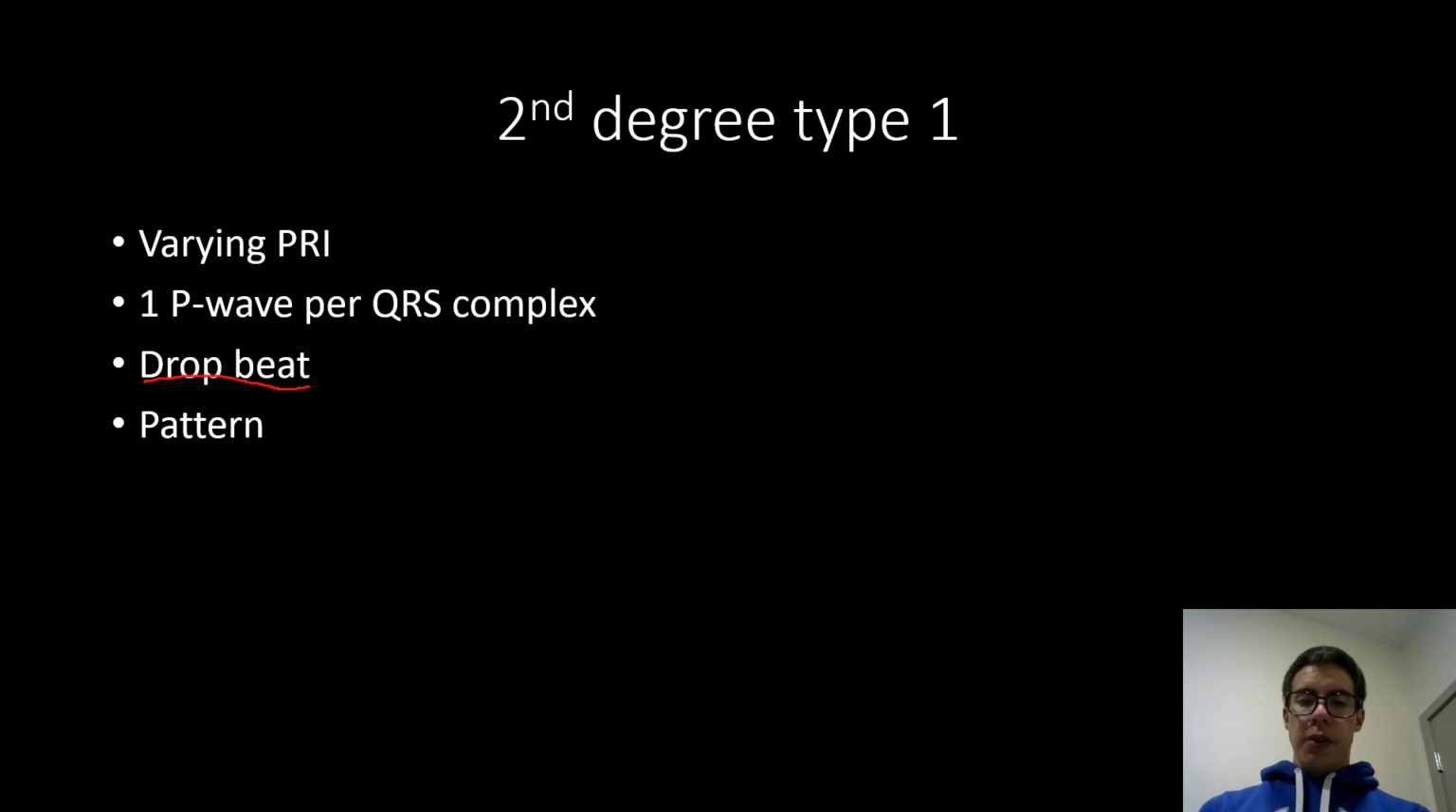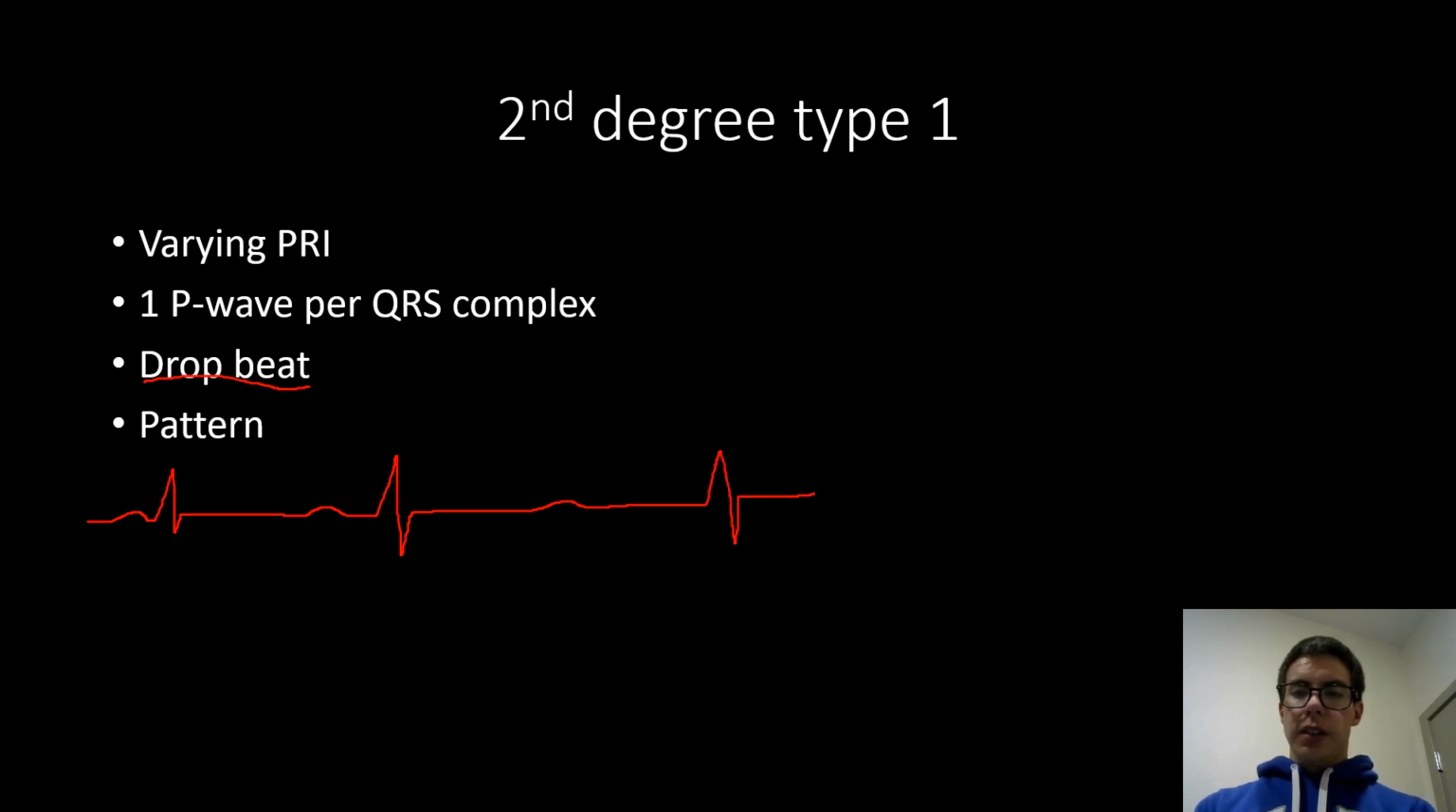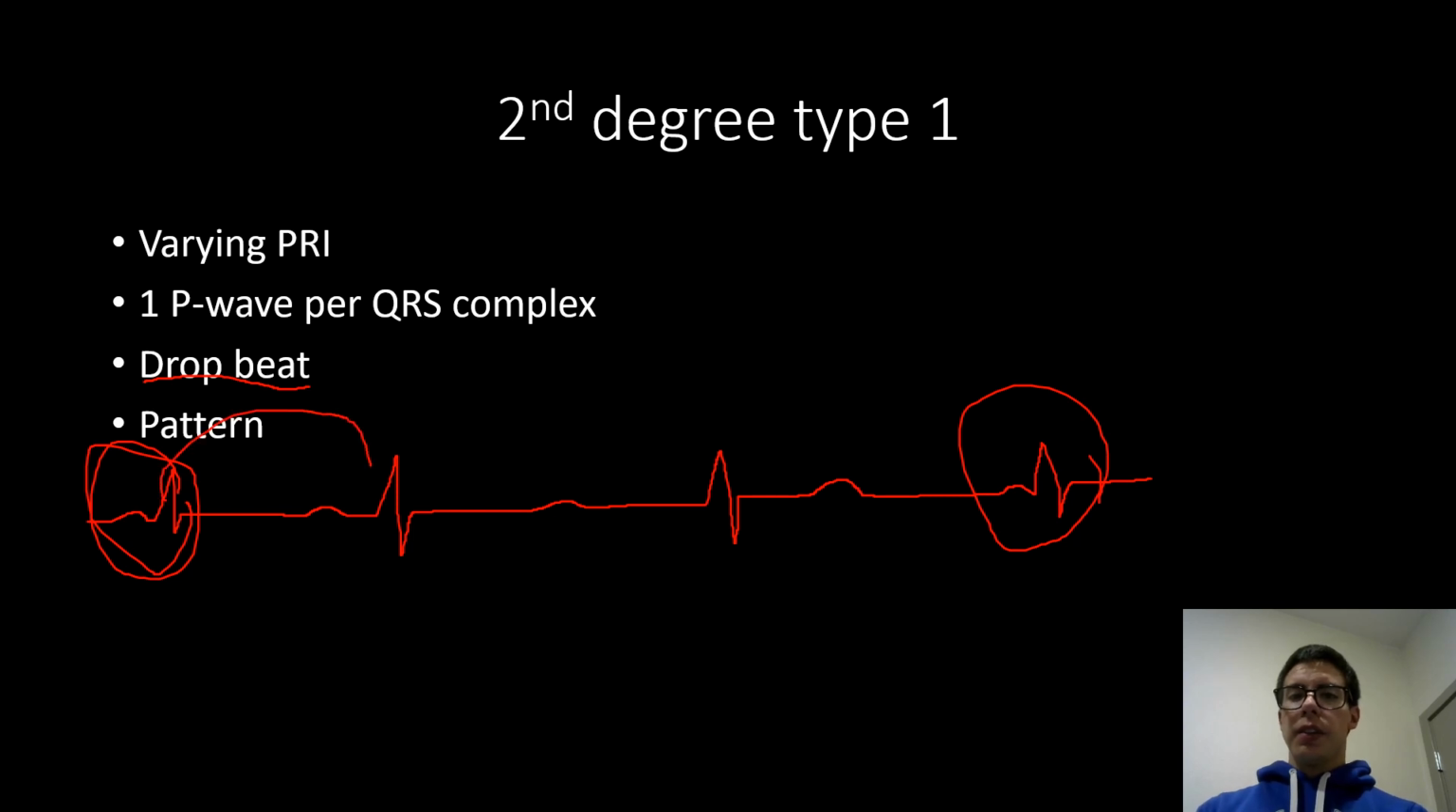So say there's three before the drop beat. I'll just draw it. Have something like that. Then it would be a little bit longer. And then there'd be an even longer one. And then eventually we'd have that and no QRS. And then the pattern would start over like that. So this one right here is basically starting over right there. So then there'll be another three beats like that. And then there will be that drop beat. So that's the pattern to it.